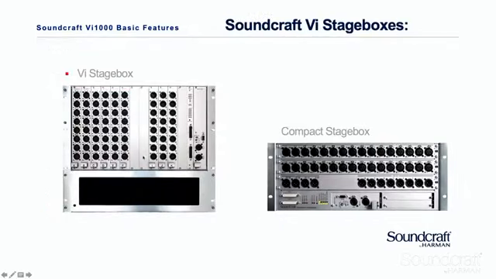Great. Stage racks, these are the two VI stage boxes. The one on the left is called the VI stage box, and the one on the right is called the compact stage rack, stage box at least. The one I mostly use is the big one on the left. It's normally populated with 64 inputs and 32 outputs. You can, however, swap the cards around to fit your liking, and that's fine.